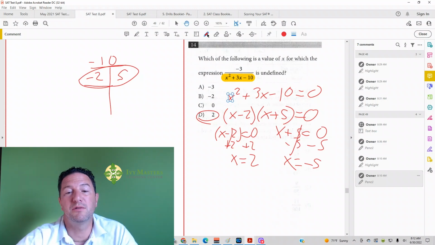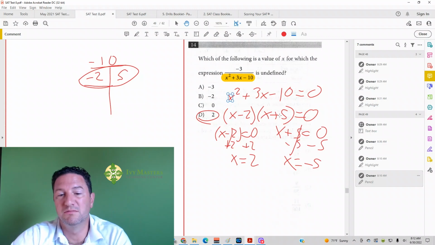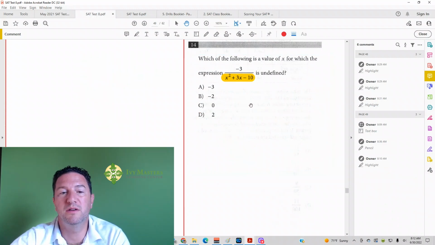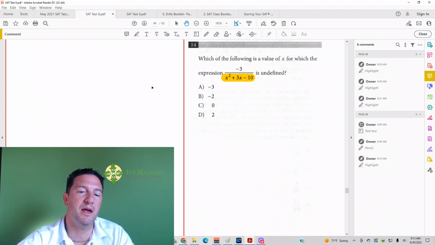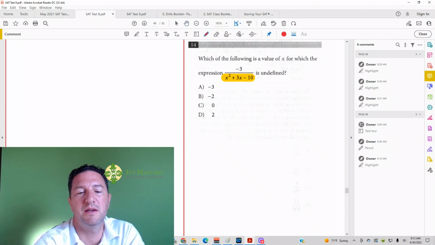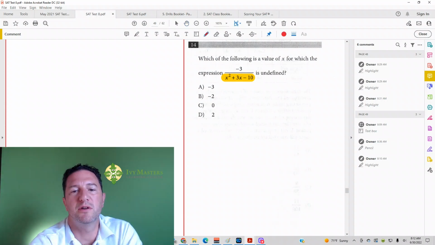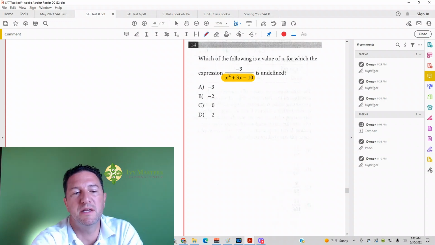The other way. Now let's say you're like, I stink at factoring quadratics. What do you do? You could use your answer choices. We'll see what happens when we plug in a wrong answer and what happens when we plug in a right answer. First off, when you're using your answer choices, typically you want to start in the middle, because if you're too small, then you could eliminate. So let's say I plug in 0.